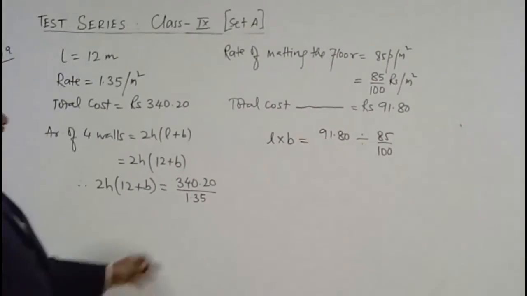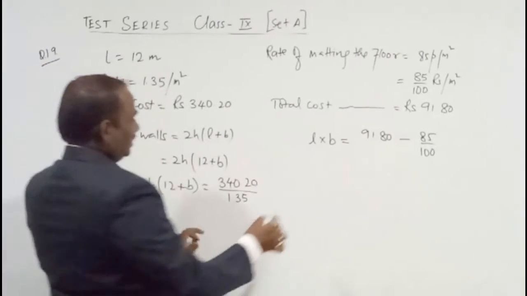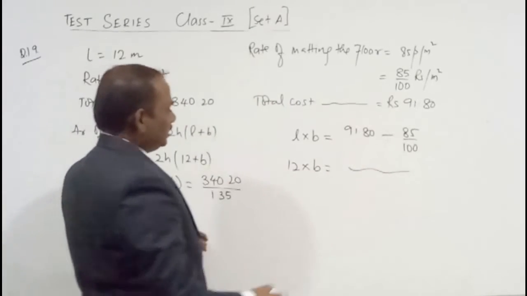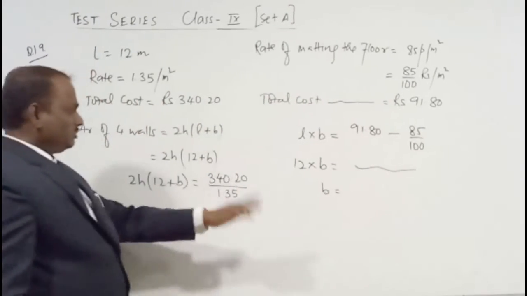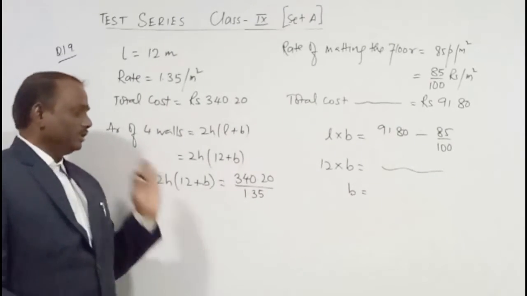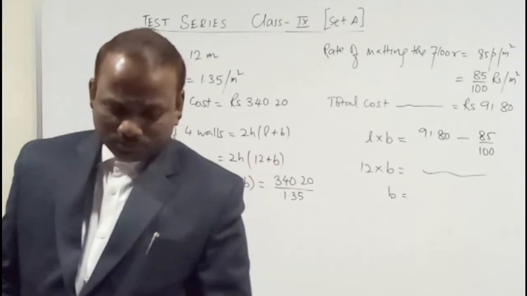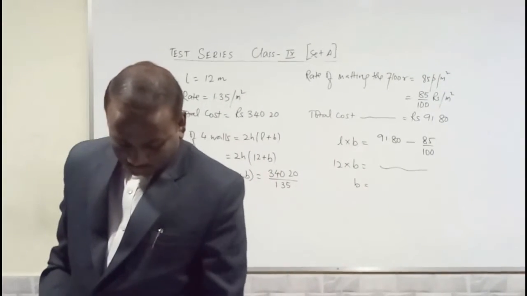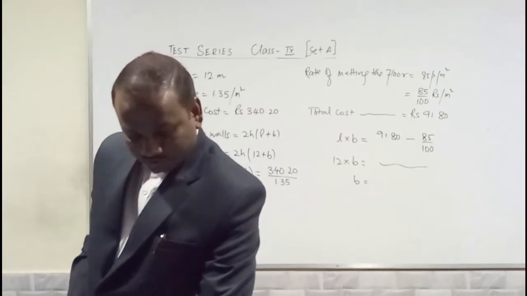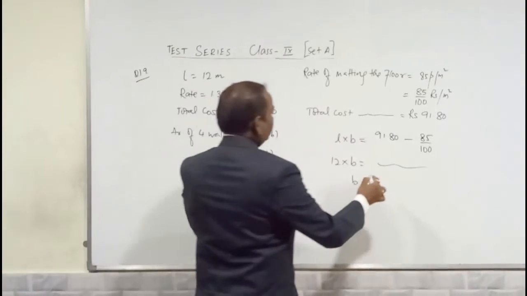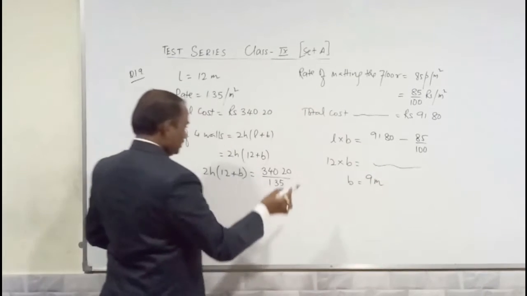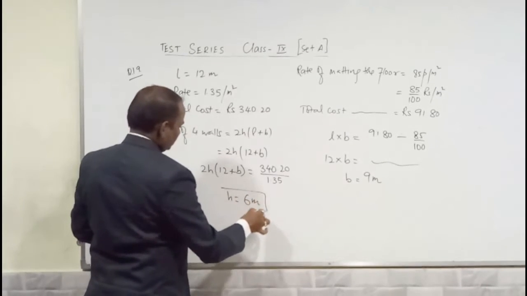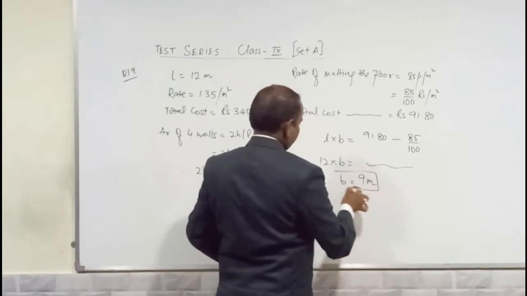Now here we know the value of L, which is given, L is 12, into B is equal to this. If we calculate, we will get the value of B from here. That value of B we will substitute here and we will get the value of H. Let me tell you the value of B in this case is 9 and the value of H is 6. So B is equal to 9 meter. Put its value here and H is equal to 6 meter. So we get the answer.